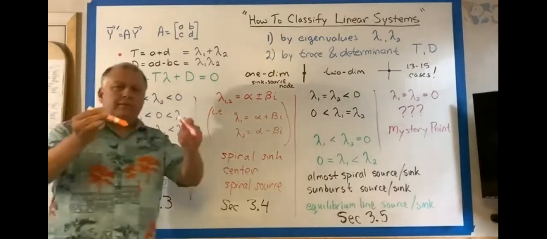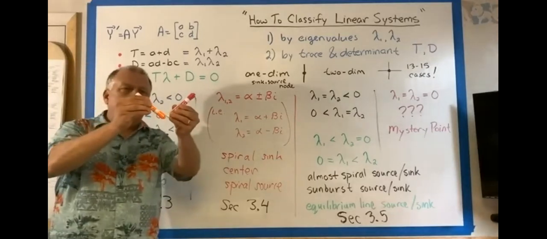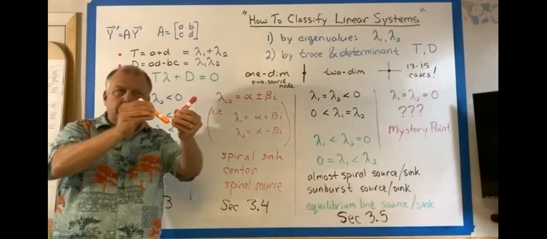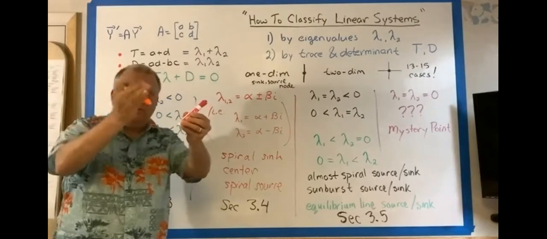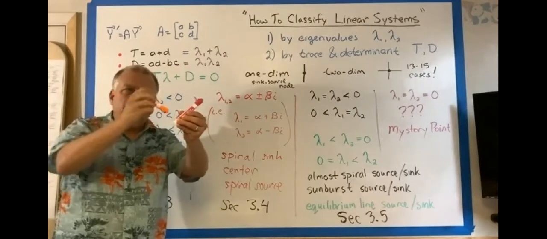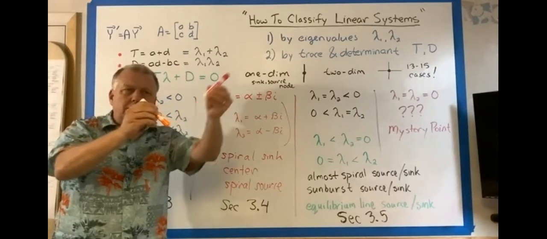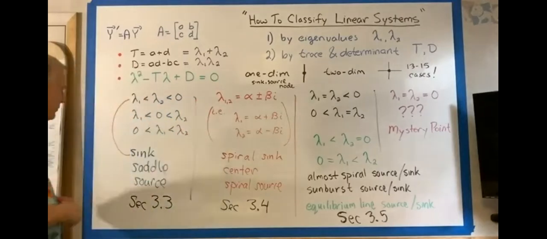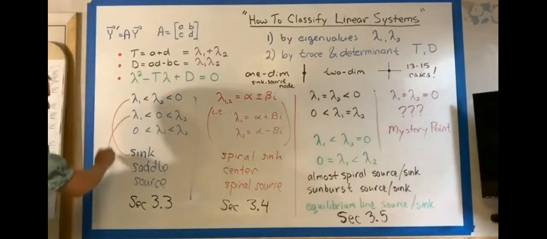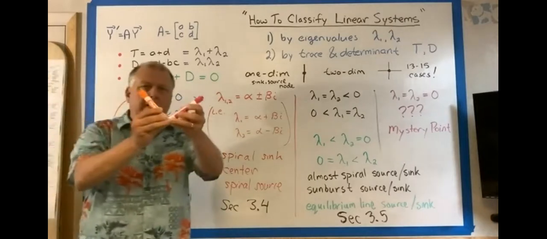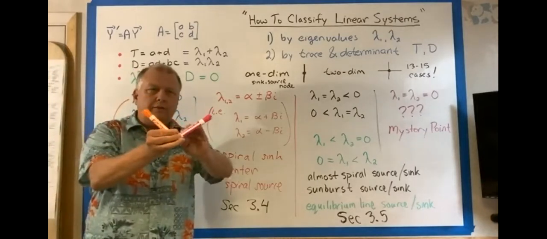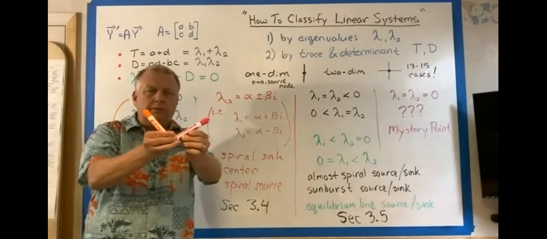If I have one going into the origin, one coming out of the origin, that means I have things flying by the origin. One stream in, one stream out, that's the saddle. And if I have two streams out, everything's being blown away from the origin, that's the source.